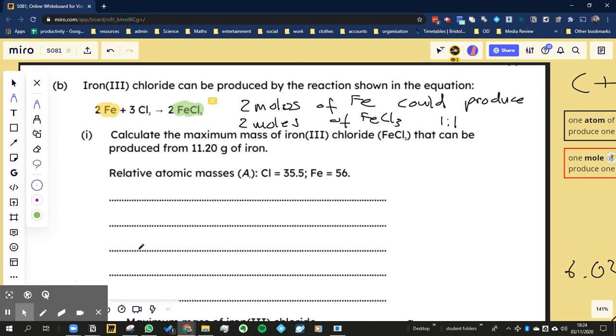So the next thing we want to know is, we know if I had 1 mole, I could produce 1 mole of the other, but how many moles do I have? So to find that out, let's make sure we understand the reasons why as well, because if we know that a molar mass simply means the mass of 1 mole, right? Mass of 1 mole.